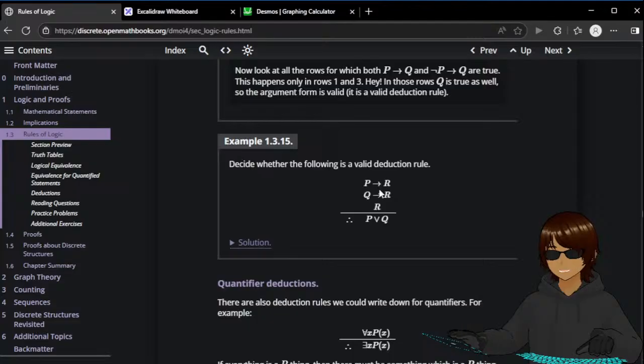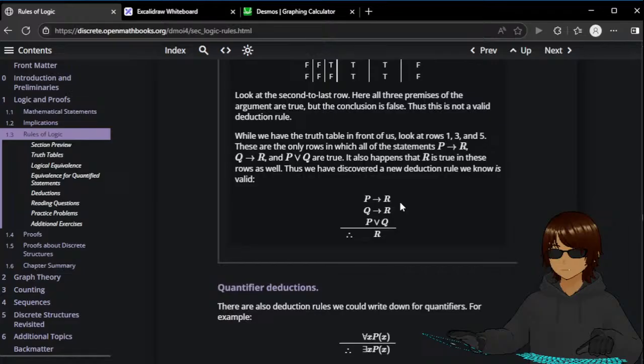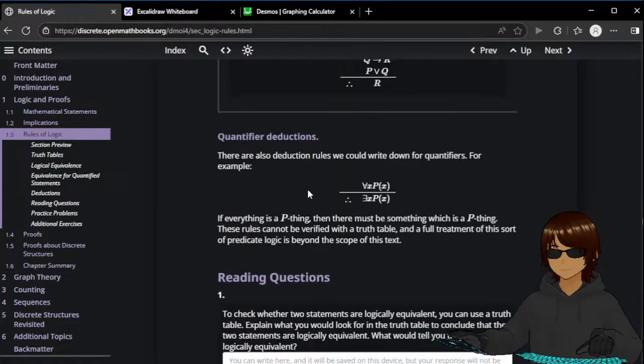If P then R, if Q then R happened, that means P or Q happened. Again, we would have to use a truth table. This is, I guess, obvious. If all X are P thing, then there exists an X that is a P thing.